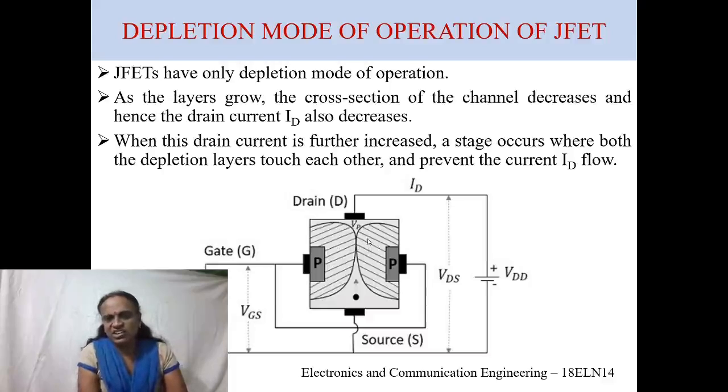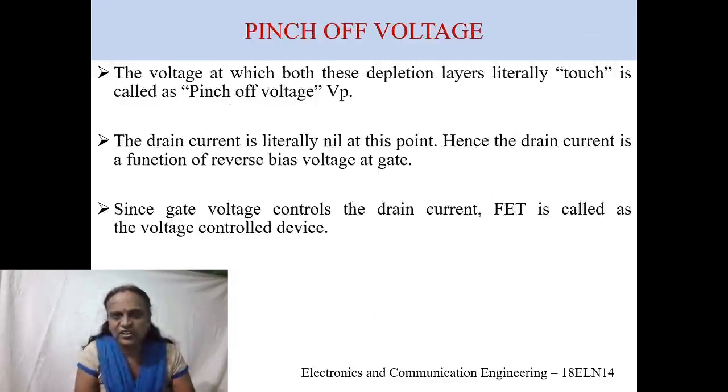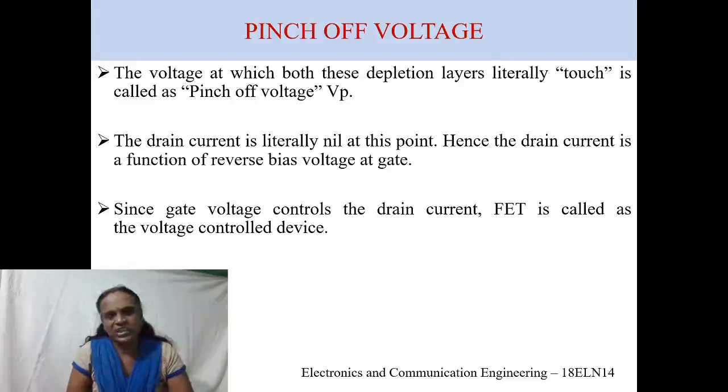If the depletion regions around these P types touch each other, then the path doesn't exist. It means there is no way for the drain current to flow. When there is no path for the drain current to flow, then ID will be negligible, very nearly zero. Literally we can say that the drain current is nil at this particular point.